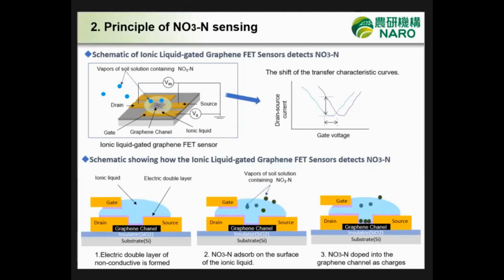Then the sensor is exposed to vapors of soil solution containing NO3-N. The NO3-N is absorbed on the surface of the ionic liquid, diffuses into the ionic liquid, and is doped into the graphene channel as charges. So the transfer characteristic curves are shifted. Hence the concentration of NO3-N can be detected by the shift of the transfer characteristic curves.